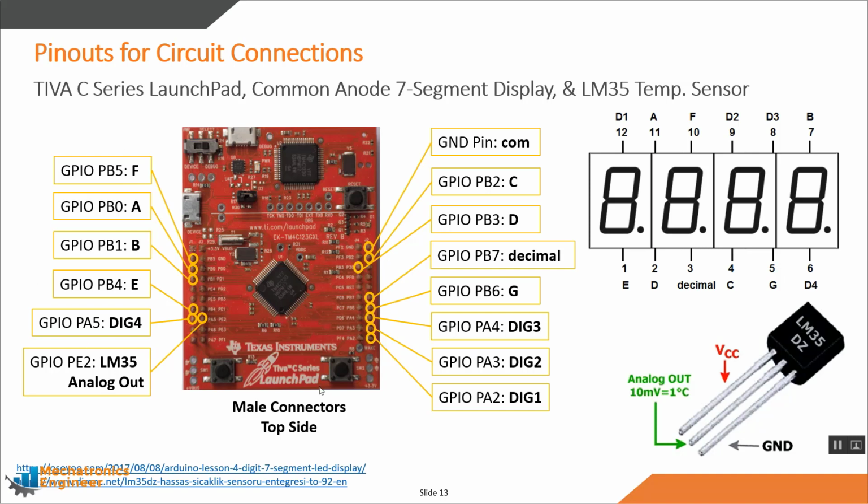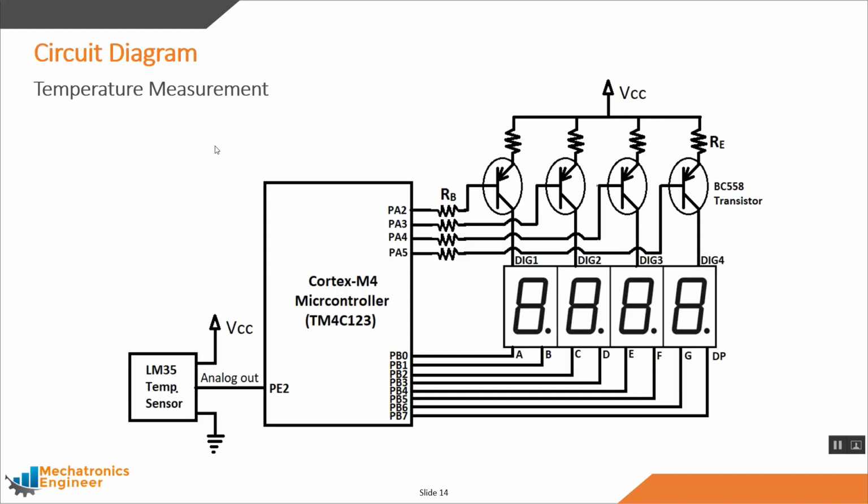On the left side, I have highlighted all the pins that we will be using for interfacing the 7-segment display as well as the temperature sensor. I have shown all these connections for the top side of the board. On the bottom side of the TM4C series launchpad, we have the female connectors that can also be used for connecting these peripherals. The circuit diagram of the temperature measurement system has been shown over here.